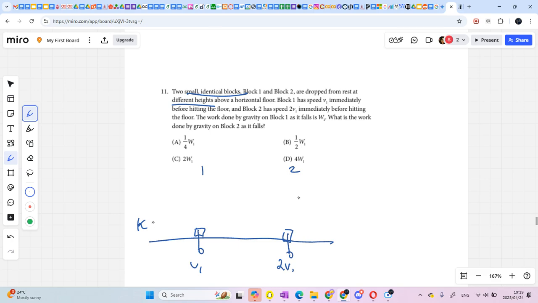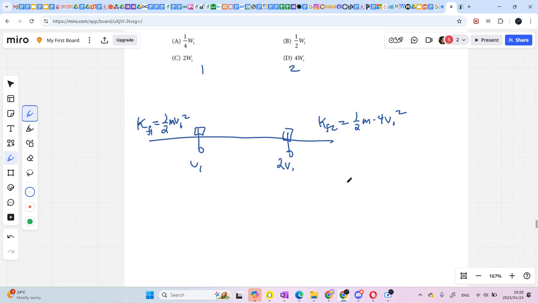Kinetic energy final for the first block is equal to 1/2 mv1 squared, whereas for the second block, it's equal to 1/2 m(2v1) squared. So that's going to be 2mv1 squared. So the change in kinetic energy for the first block is equal to 1/2 mv1 squared, and the change in kinetic energy for the second block is equal to 2 mv1 squared.